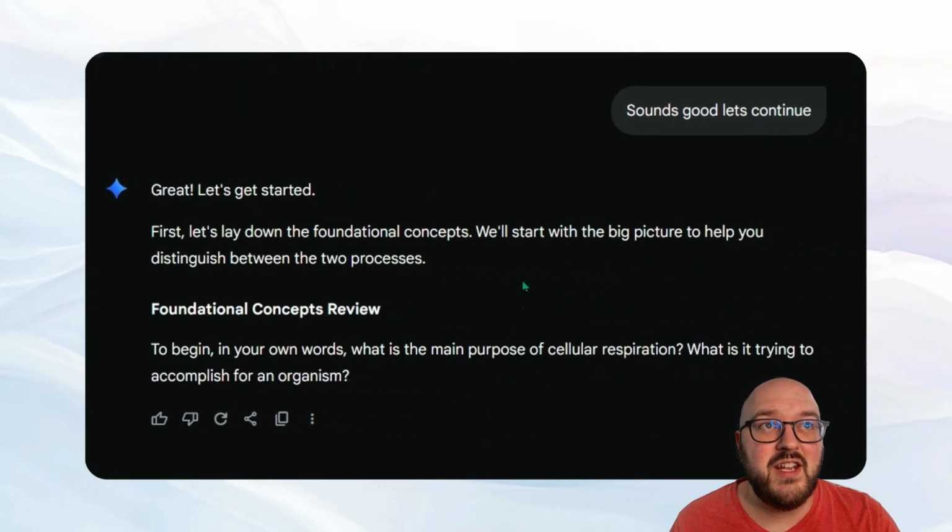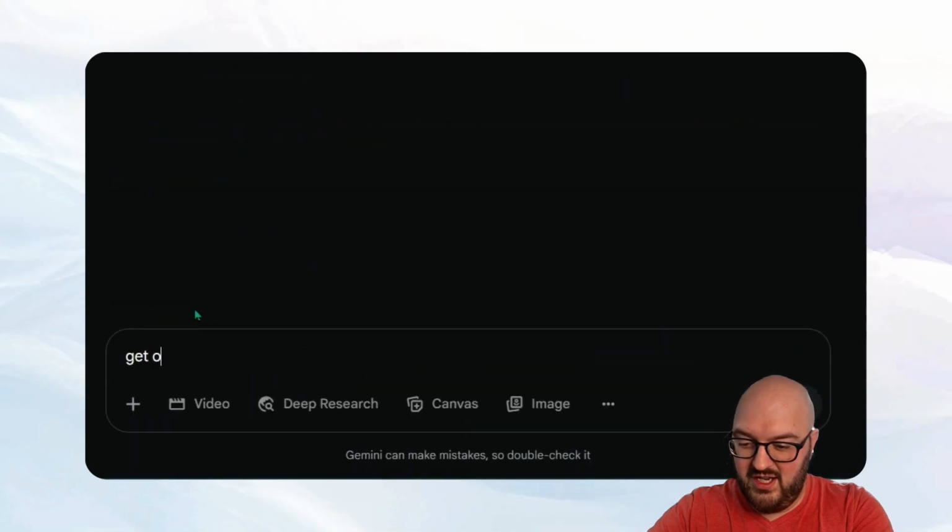First, let's lay down the foundation. We'll start with the big picture. To begin with, in your own words, what's the main purpose of cellular respiration? What is it trying to accomplish for an organism? Get oxygen into the blood to transport route the system.